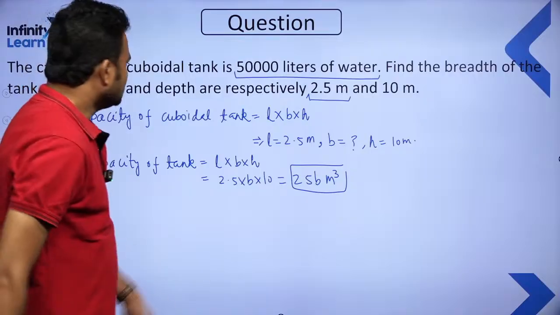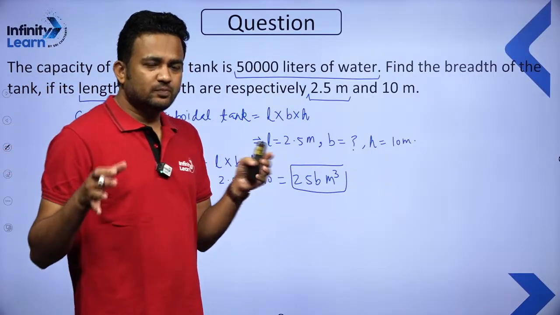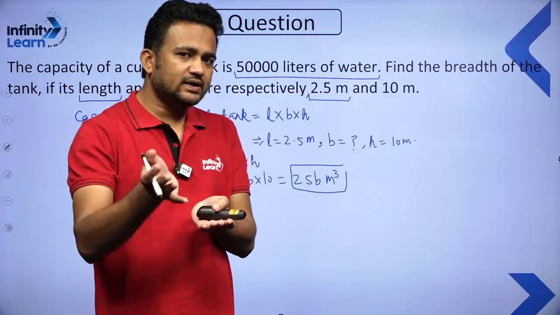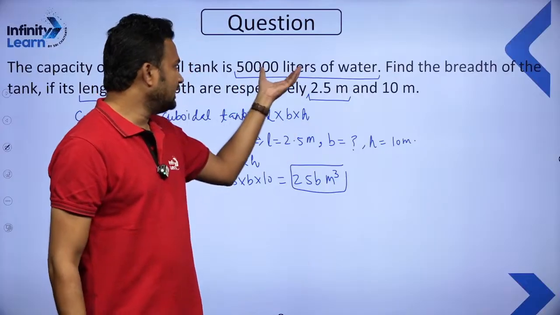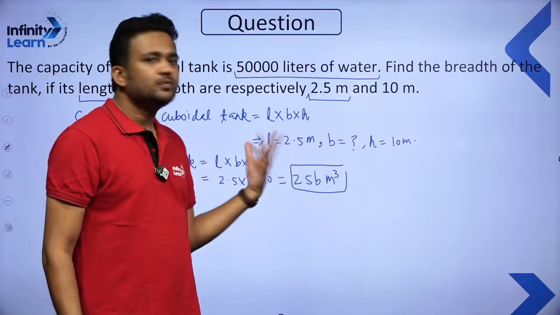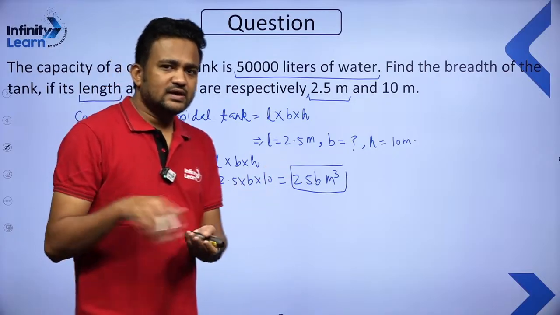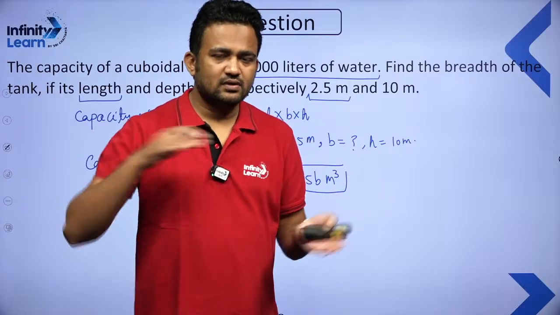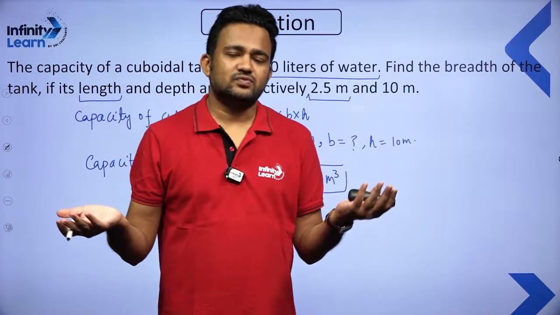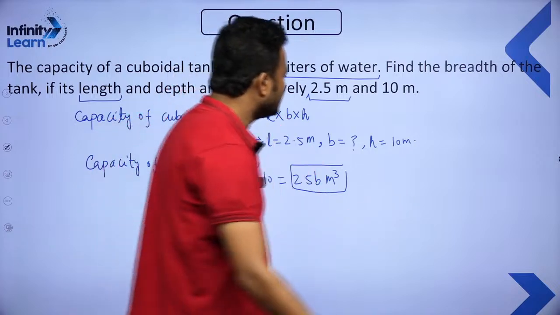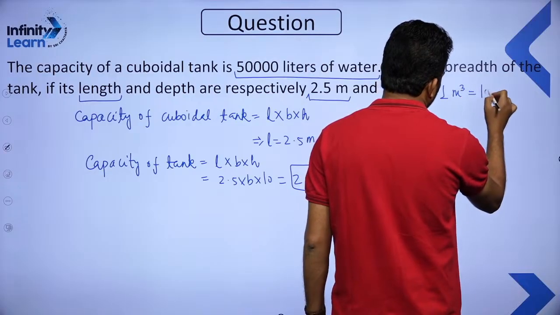But guys, what is the problem? This is in meter cube, this is in liter. So before comparing or equating them, make sure that the unit is the same. Either you can convert liter into meter cube or meter cube into liter. So let us convert meter cube into liter. We know that if the length of a tank is 1 meter, breadth is 1 meter and height is 1 meter, then the capacity of the tank is 1000 liter. So 1 meter cube is equal to 1000 liter.